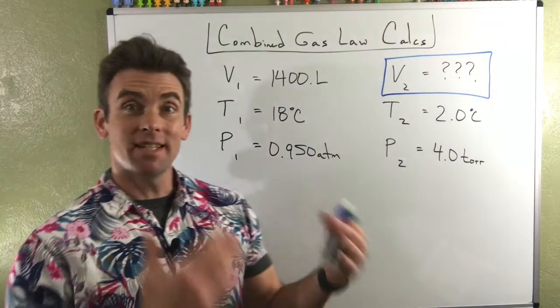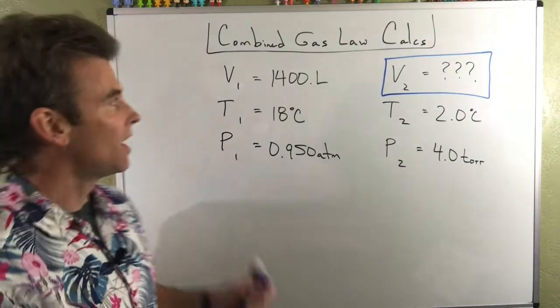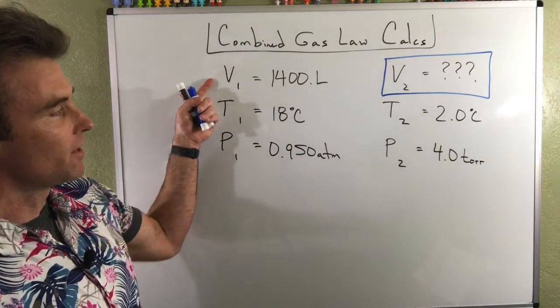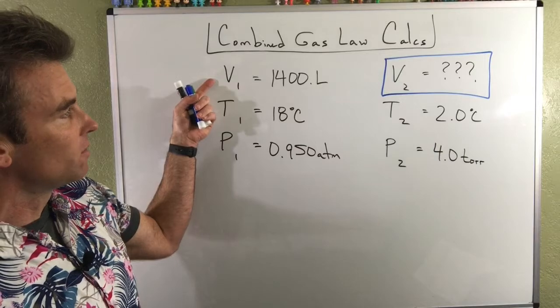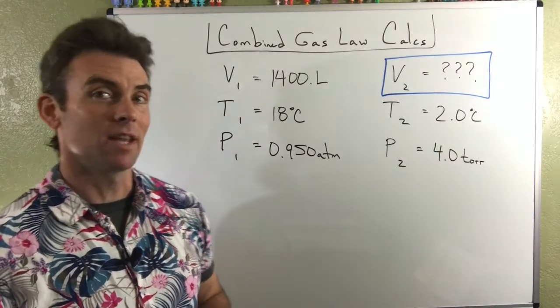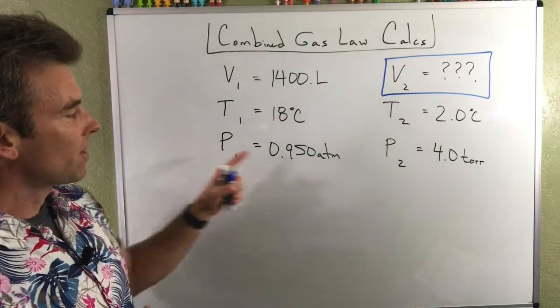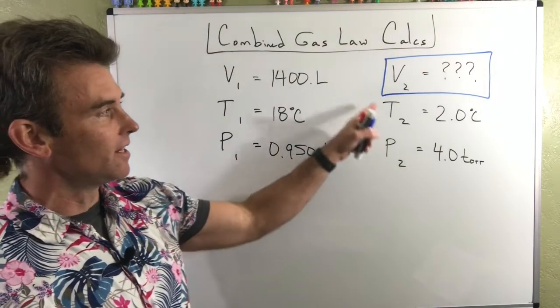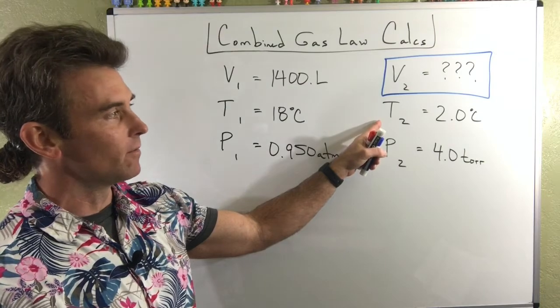So a couple of things as my eyeballs look through this. I want to make sure that everything's in the correct units. So the volume is in the correct unit. Temperature, of course, is in Celsius. We're going to have to convert that into Kelvin. That pressure in atmospheres is all good. Another temperature we've got to convert to Kelvin.